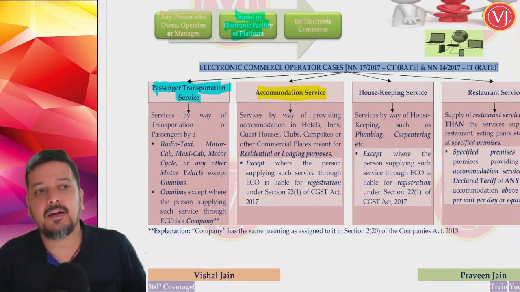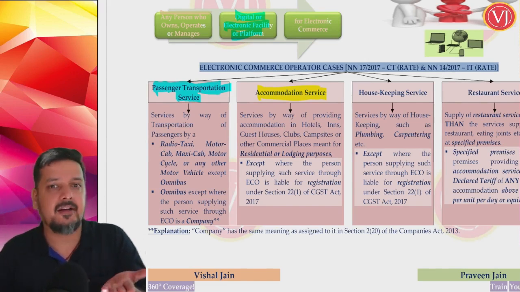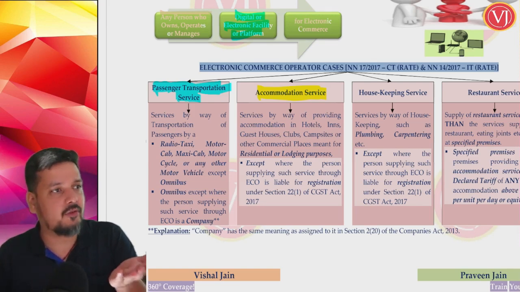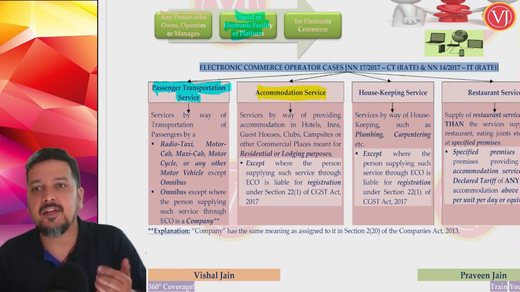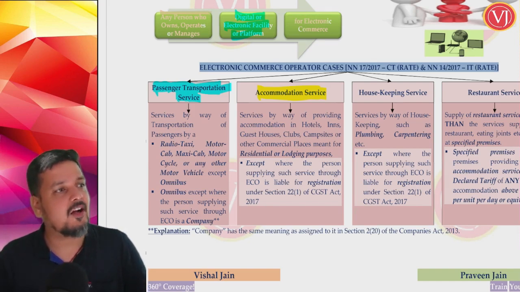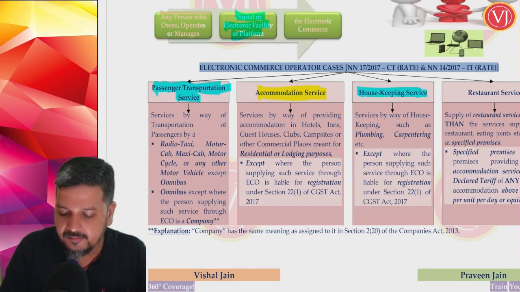Classic example, Trivago. Or say Make My Trip. These are all examples where you book the hotel rooms through online platforms, but they are not actually owning any hotels, accommodation services. Next, you're talking about housekeeping services.